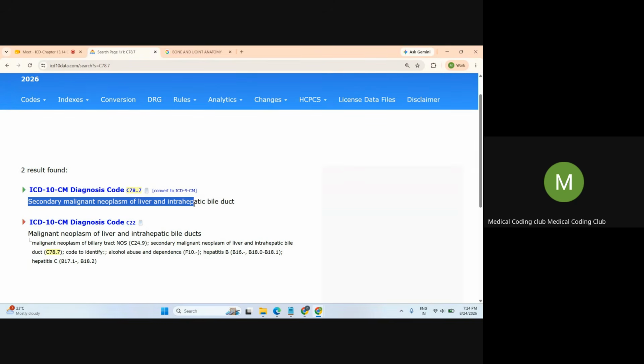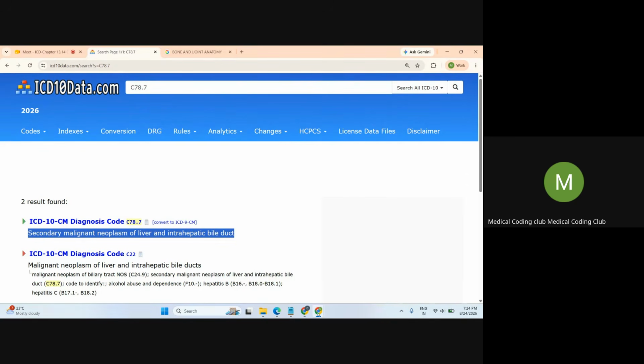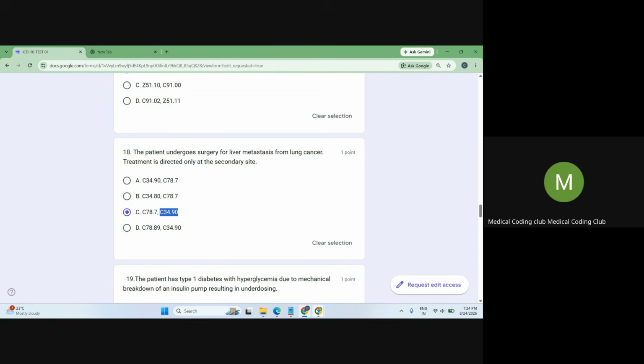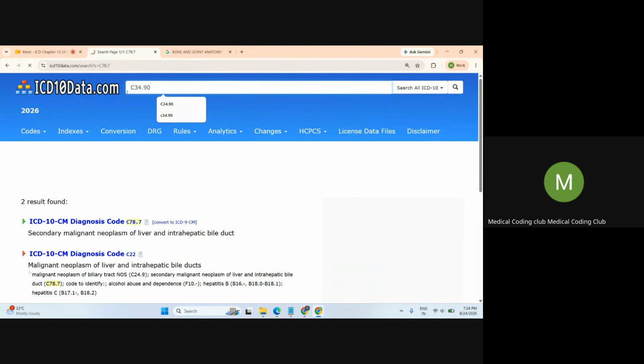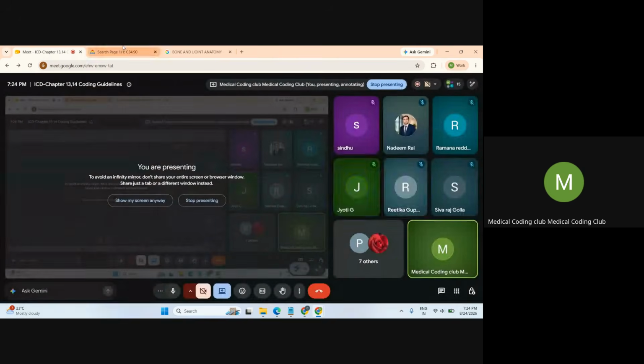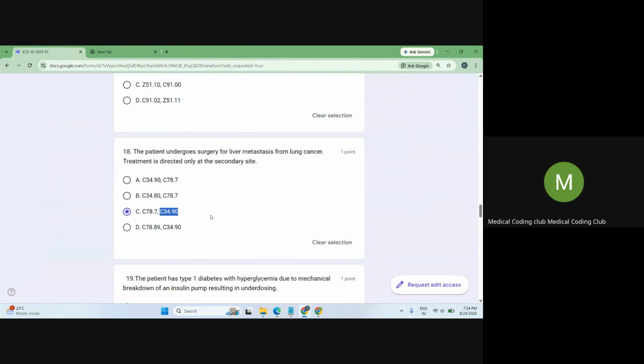Secondary malignant neoplasm of liver, intrahepatic bile duct. This will be coded as primary diagnosis. And then it was metastasized from which side? From the lung. Okay, so for lung cancer, this will be coded as malignant neoplasm of unspecified part of unspecified bronchus or lung, C34.90, as secondary diagnosis. C will be correct.